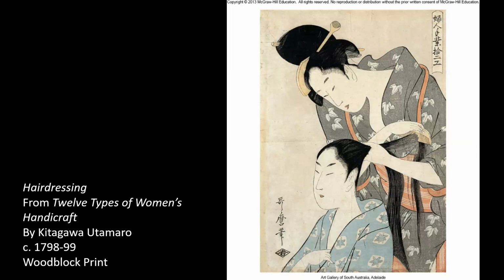So Kitagawa Utamaro's hairdressing. This could be an example of a Japanese woodblock style. That would be in a particular time and place, this would be late 18th century Japan. This is also an example of Japanese art. You could say that's a style. And then the artist had his own particular style in this series of works of art.